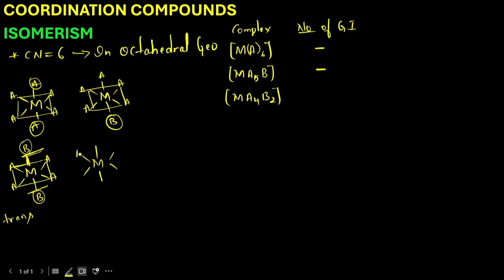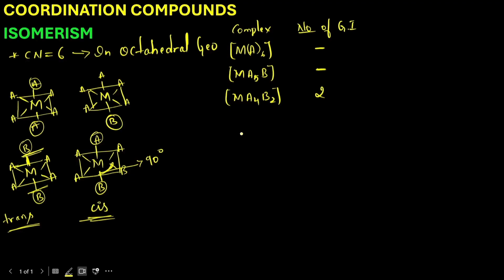here we have A and A. Here we have B and B. So in this case, these 4 ligands are in the plane. This is above the plane and this is below the plane. So here the angle between these two ligands is 90 degrees. Therefore, it is cis isomer. For the complex of type MA4B2, the number of geometrical isomers possible is 2. One is trans and another one is cis.